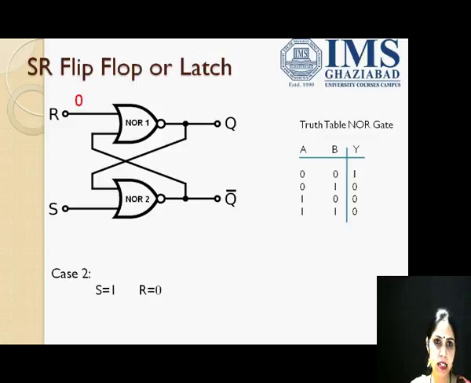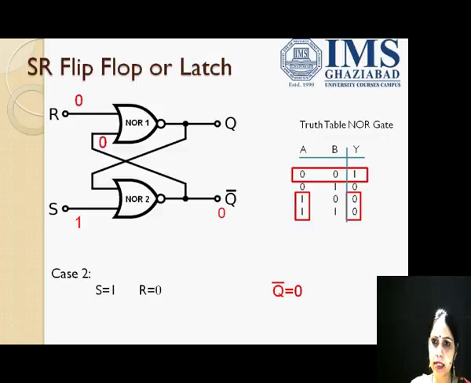In case 2 we have S as 1 and R as 0. If any one of the inputs for NOR gate is 1, the output is 0. Thus the output for NOR gate 2 would be 0. This 0 is Q bar, and this means Q bar is 0. Now this 0 would be going to NOR gate 1. Now here both the inputs are 0, 0. That means the output for this NOR gate 1 would be 1. That is Q would be 1. That means your flip-flop is in set state.